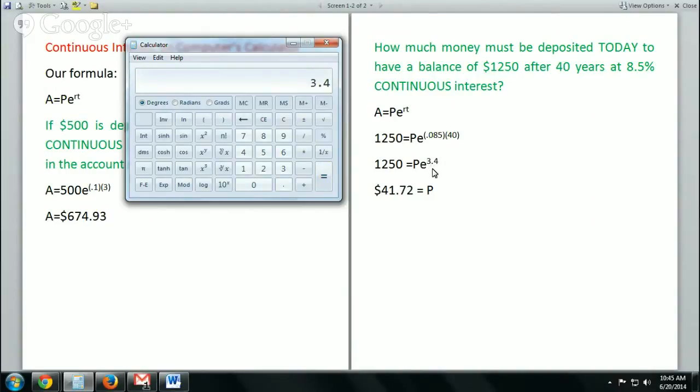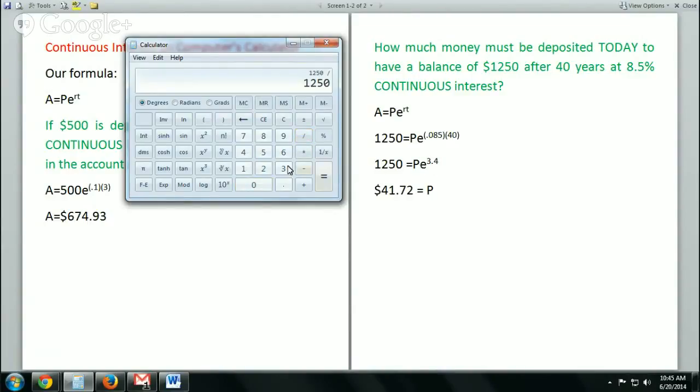Now let's think about how these things on the right-hand side are being combined. We want to get P to be by itself. That's our ultimate goal. So these things are being multiplied together. To get rid of the multiplication, you need to divide. So if I'm going to separate P from these other things, I'll need to divide by e to the 3.4 power. Both sides of the equation must be divided. So what we'll type into our calculator, 1,250, I'm going to divide that by e to the 3.4.